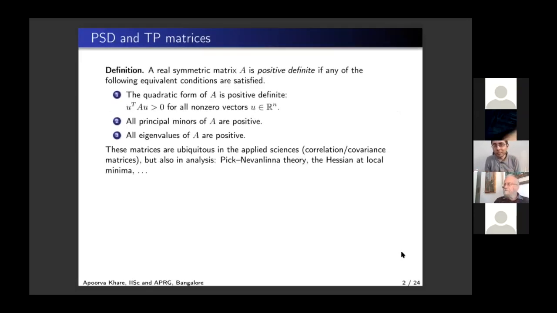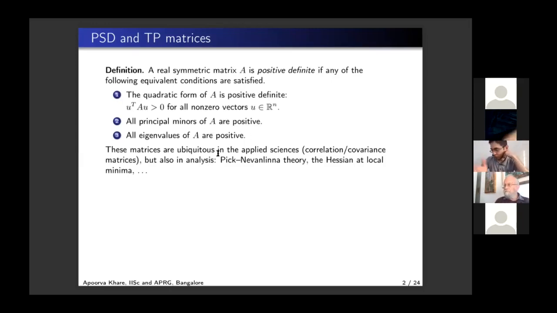Let me remind you of some very standard notions. All matrices in this talk will be real and symmetric. Such a matrix is positive definite if any of these equivalent conditions hold. The first is how the name comes: the quadratic form is positive definite. This holds if and only if all principal minors are positive; you take some set of rows, take the same set of columns, and the determinant is positive. And if and only if all the eigenvalues are positive.